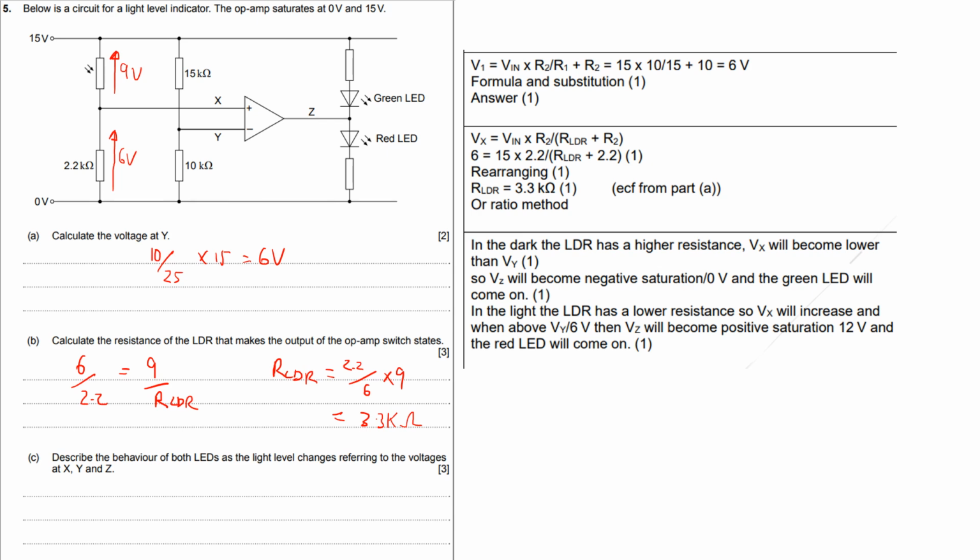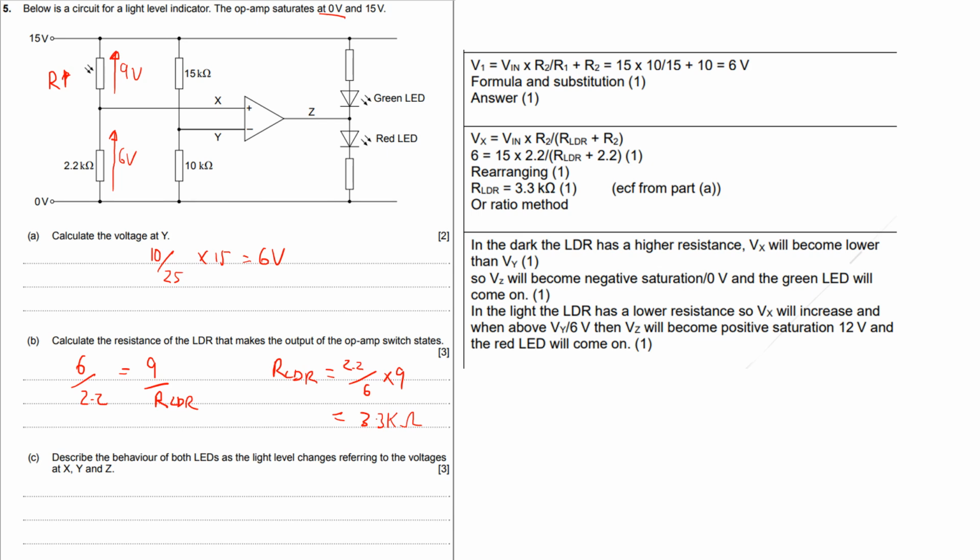So start with this either being light or dark. If it's dark, the resistance is high, which means the voltage there is high, which means the voltage at the bottom is low, which means obviously the voltage at Y will be higher than X. So if it's dark, voltage at Y will be higher than X. Therefore, op-amp saturated negative, or saturated to 0, green LED on.